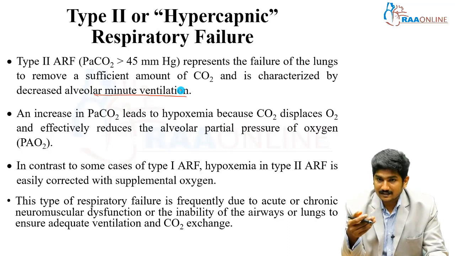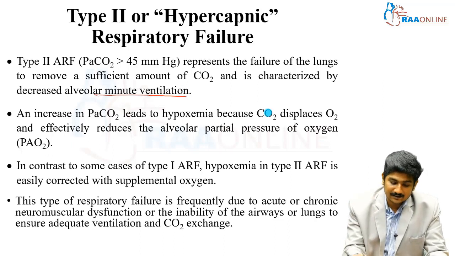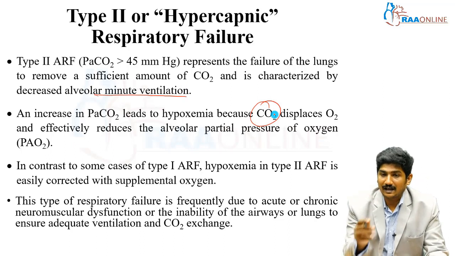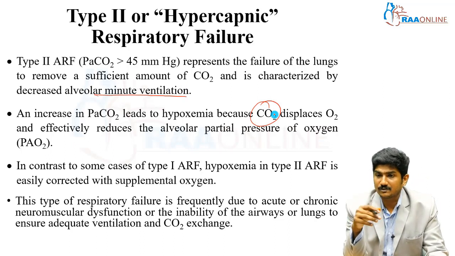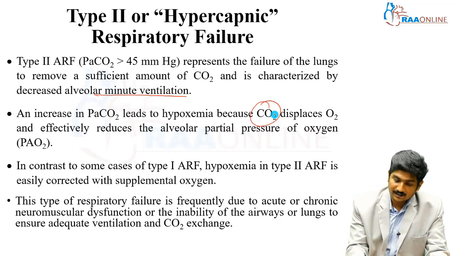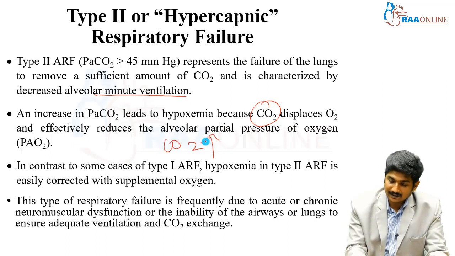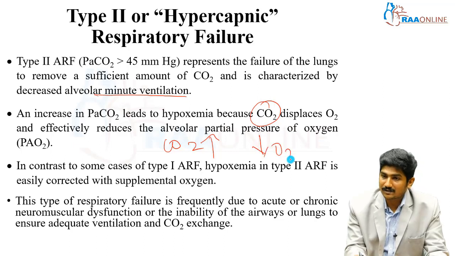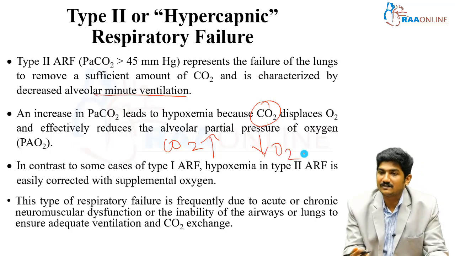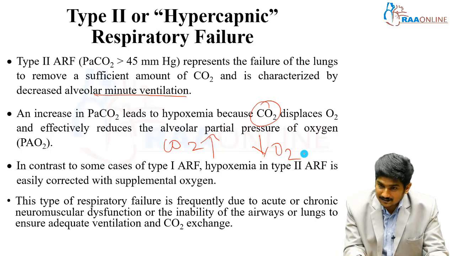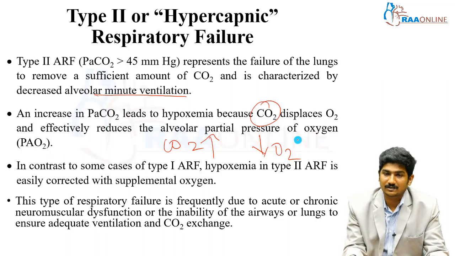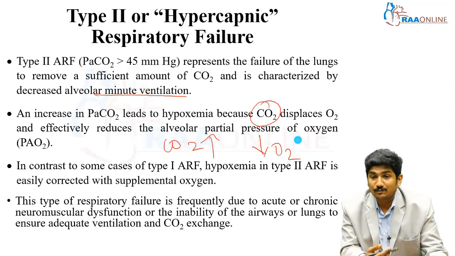An increase in carbon dioxide leads to hypoxemia. Okay, so this is because the carbon dioxide itself displaces O2 effectively from the alveoli, and the alveolar partial pressure of oxygen gets reduced. So this is a kind of low oxygen because of high CO2. Okay, so there is an issue. The carbon dioxide gets increased. Because of high carbon dioxide, there is hypoxemia. This hypoxia usually responds well when you give supplemental oxygen. Okay, if there is hypoxia because of hypercarbia, this usually responds very well to your supplemental oxygen, not like your type 1 respiratory failure.